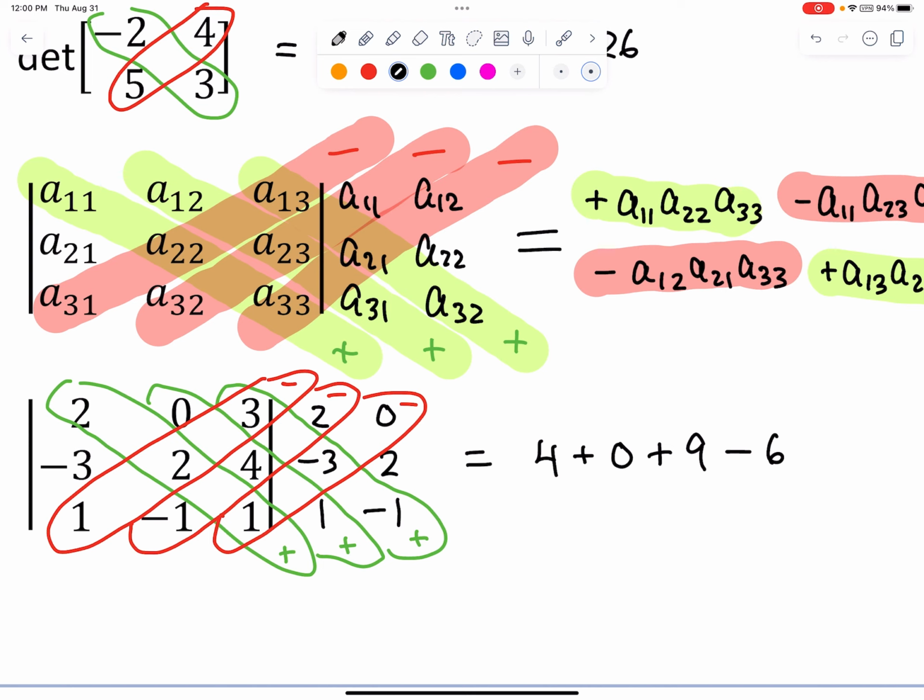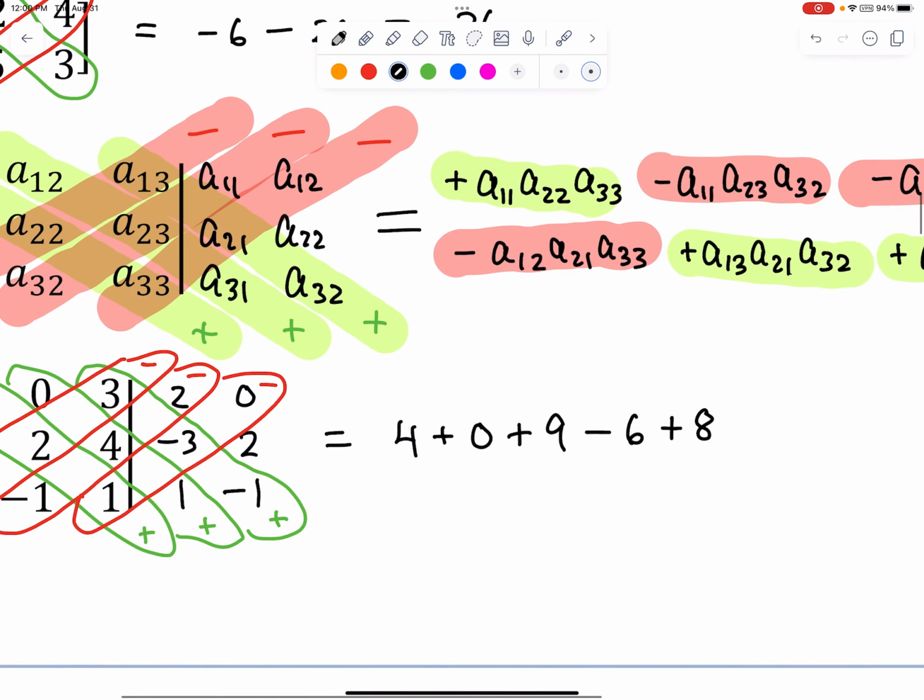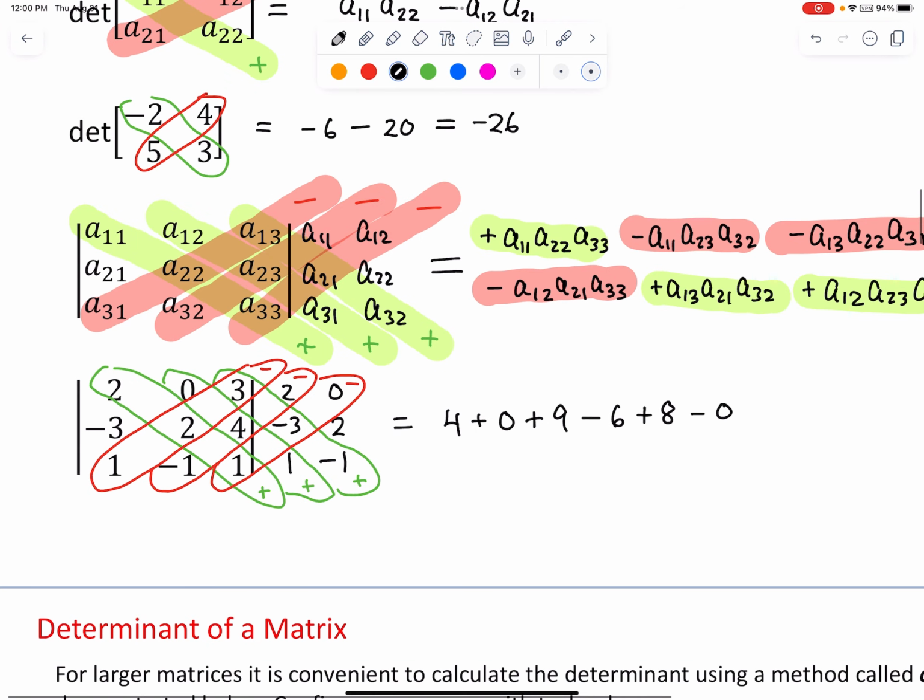Well, that's going to be negative 8, but we're going to subtract negative 8. So that winds up being really plus 8. And then we have 1, negative 3, and 0. When you multiply those entries, you just get 0. So we'll just go ahead and write minus 0. And then you combine these numbers. We get 4 plus 9 is 13, plus 8 is 21, minus 6 is 15. And this would be the determinant of this 3 by 3 matrix.